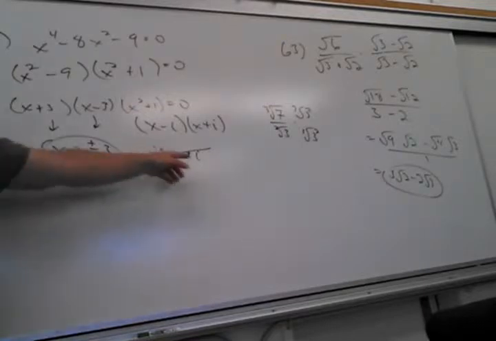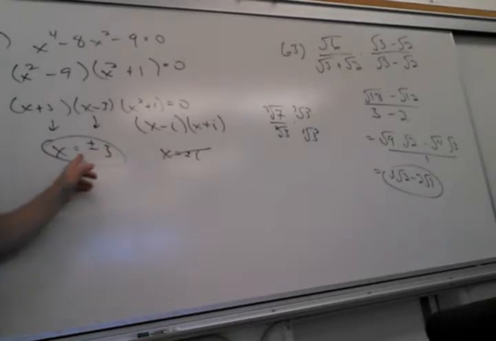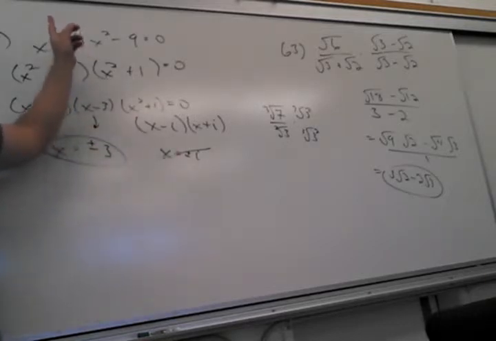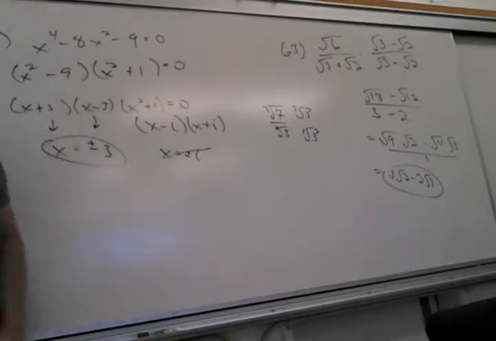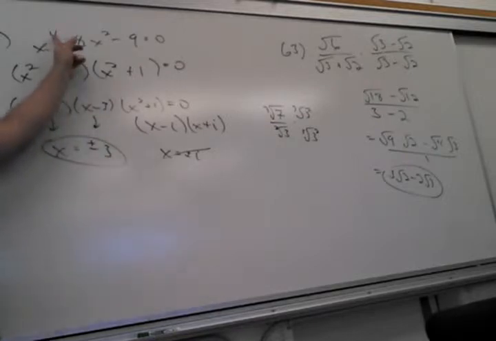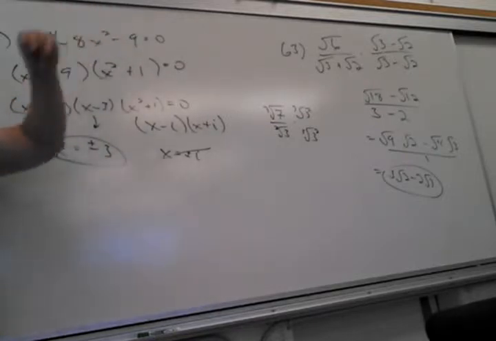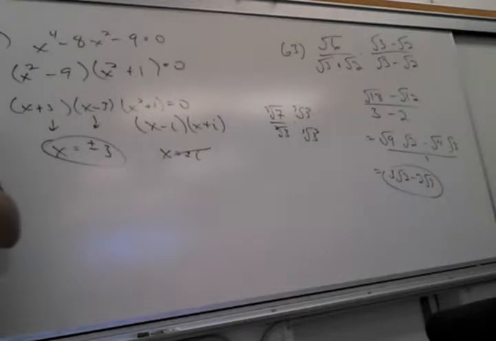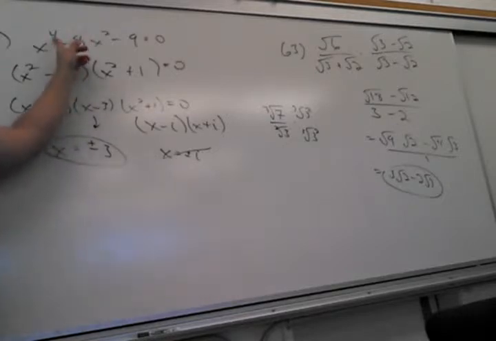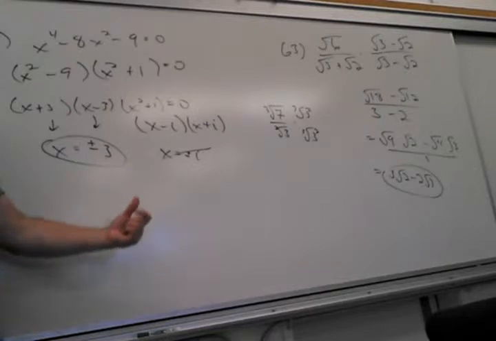How many total solutions are there if I count every possible solution? 4. And what was the power on the original? 4. So if it's an 8th power polynomial equation, it's got to have 8 total answers. Anytime, the number of solutions equals the power. So if this was an 8th power, I should have 8 total real and complex solutions.